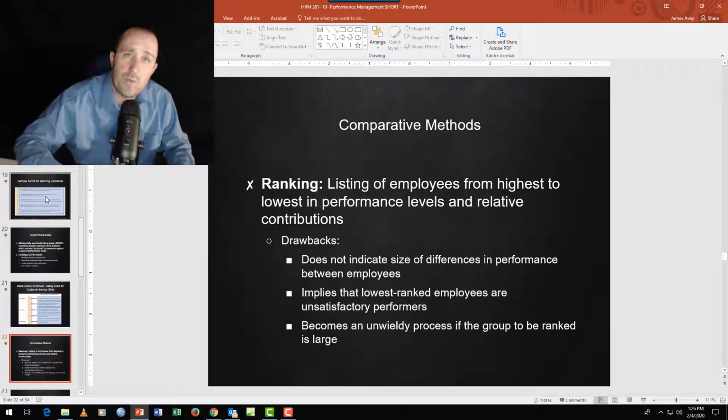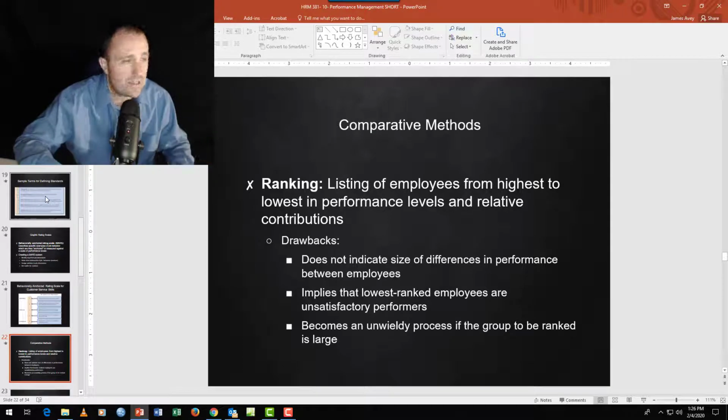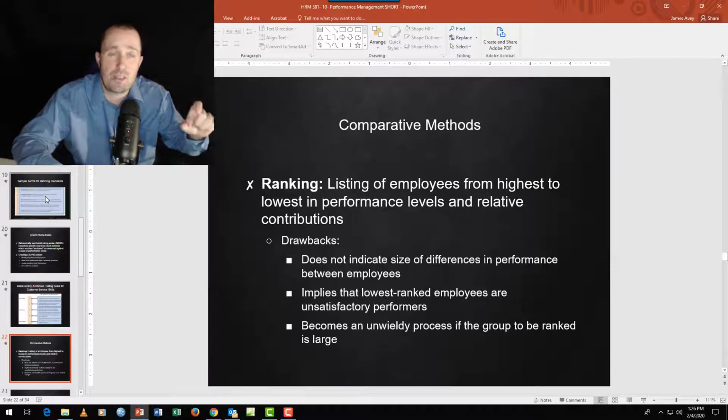Ranking's fine. You get a 1 through N. I have 6 people on my team. I just rank them the best through the worst, 1 through 6. One of the challenges with that, of course, is that you can't get degrees of separation. So on my team, I might have 6 people.